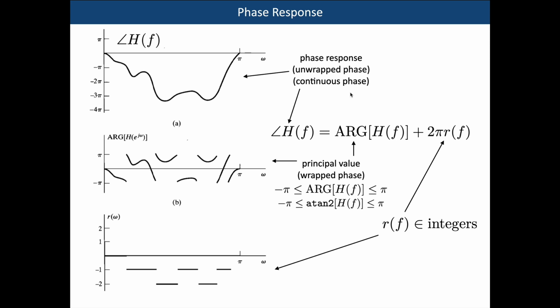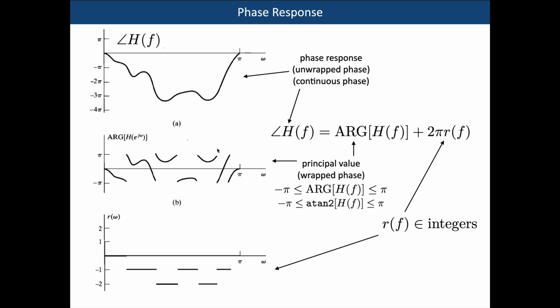Let's take a closer look at the phase response of the system, denoted angle h of f. In this example taken from our textbook, we see the phase response as a function of frequency. And notice that the units of the phase response are in radians. We also call this the unwrapped phase or sometimes the continuous phase, for reasons that I hope will become clear next.